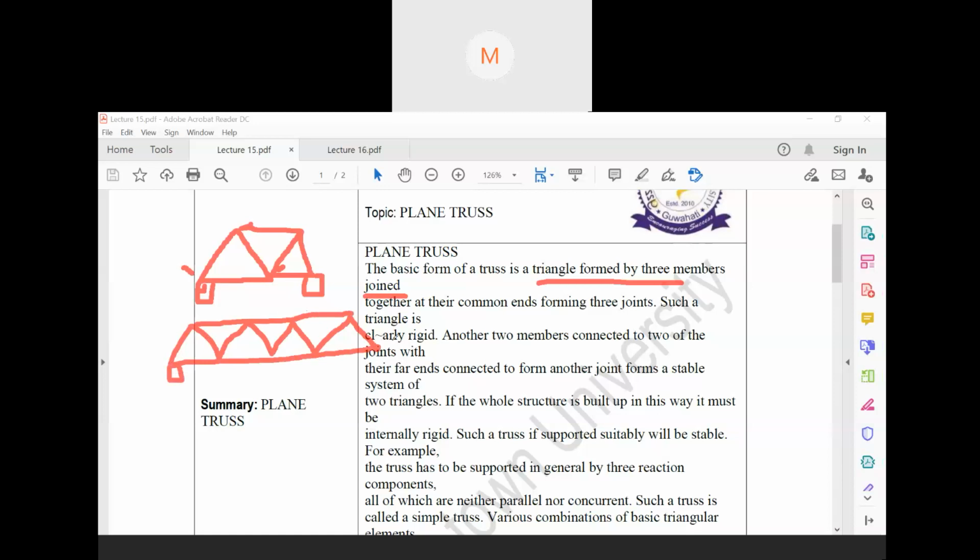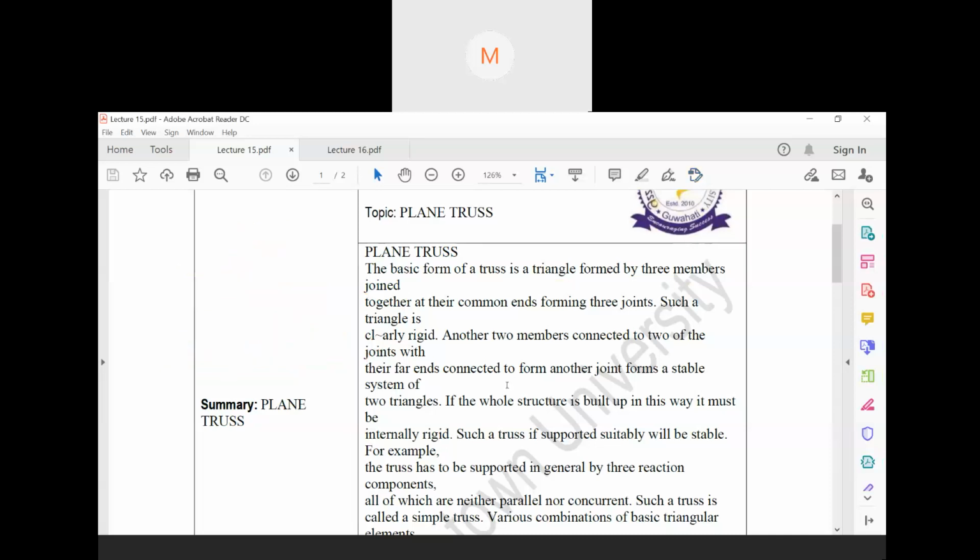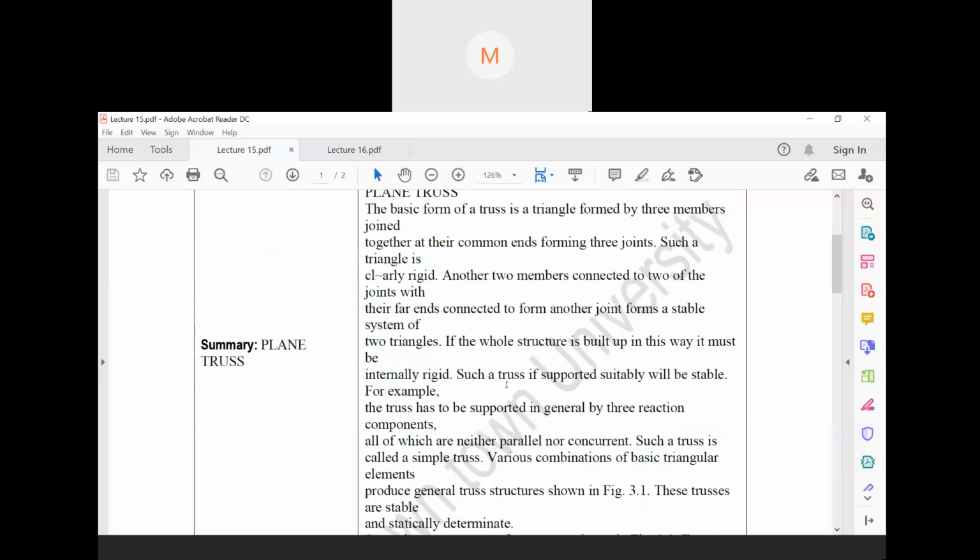So in this way, a simple truss can be drawn by combining a large number of triangles. This is how a truss is defined. Here it is internally rigid, that means the structure is rigid, and they are generally supported by three reaction components, as I showed you beforehand.